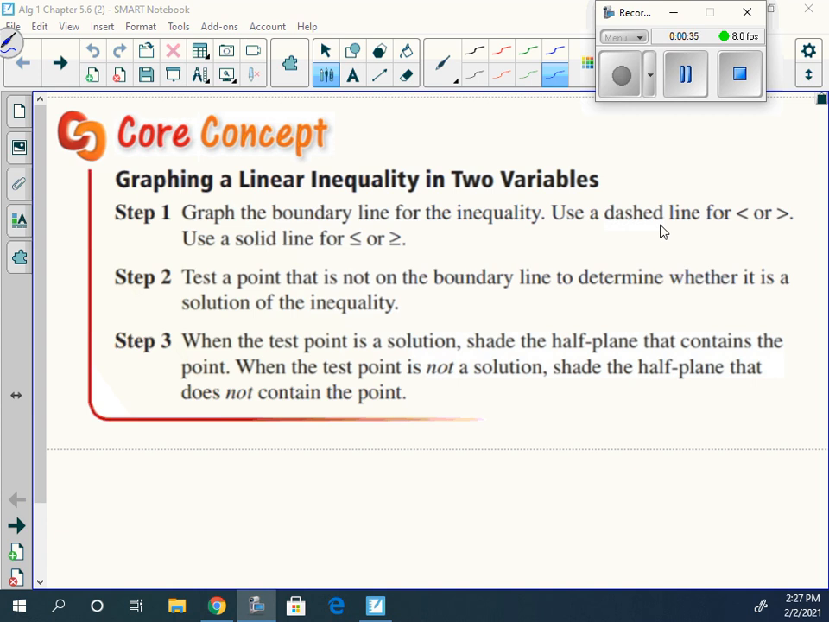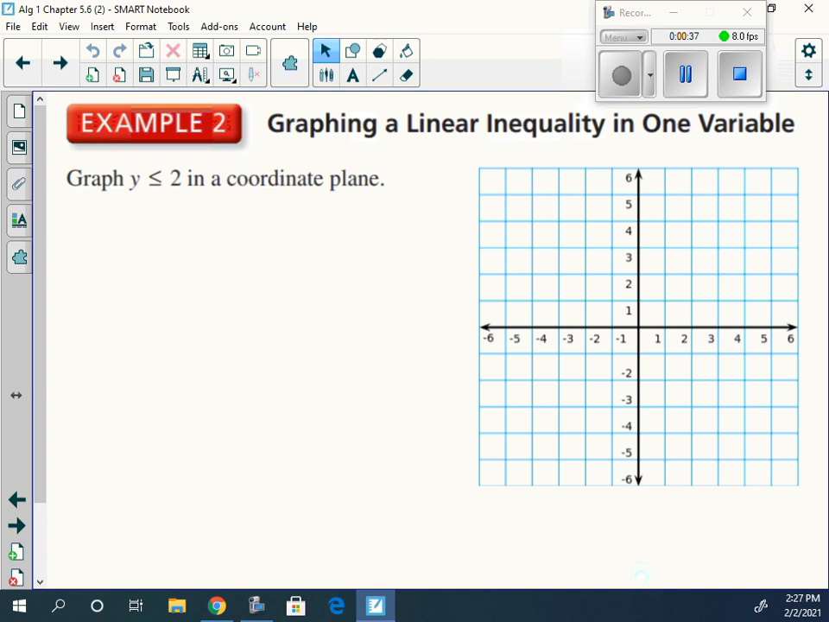Okay, well, let's just actually look at this here. Let's graph some of these, and it's going to make more sense when we graph it. Now, the first one's a little bit challenging. It's y is less than or equal to 2. If this was y equals 2, we're talking about a line that is horizontal. Y equals is always horizontal.